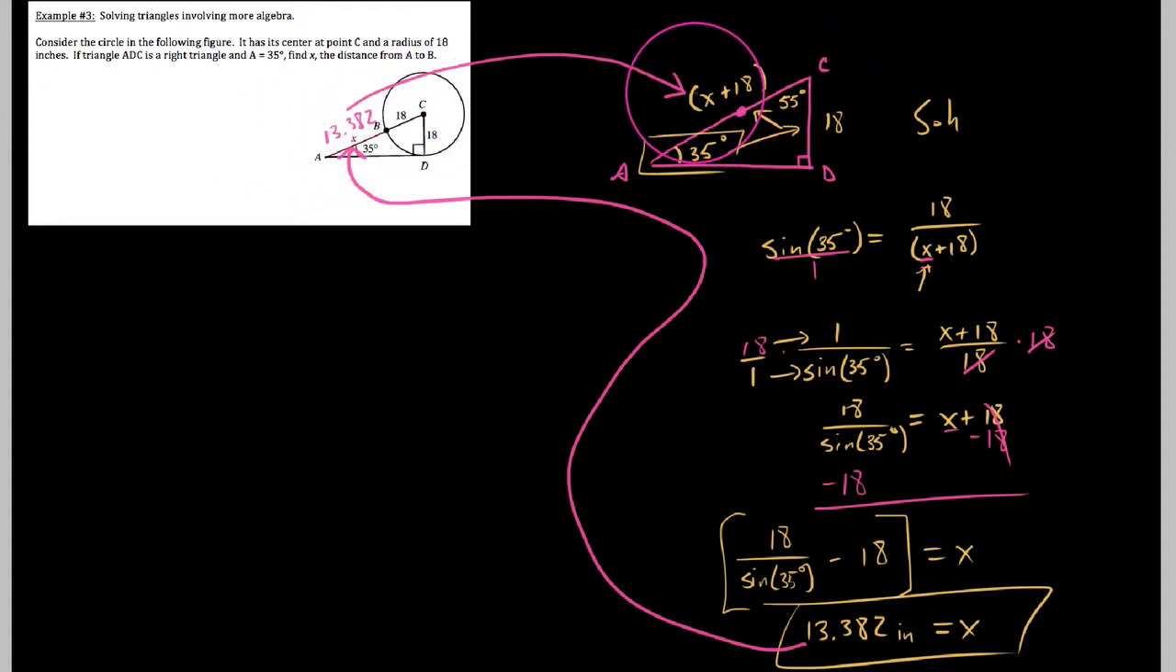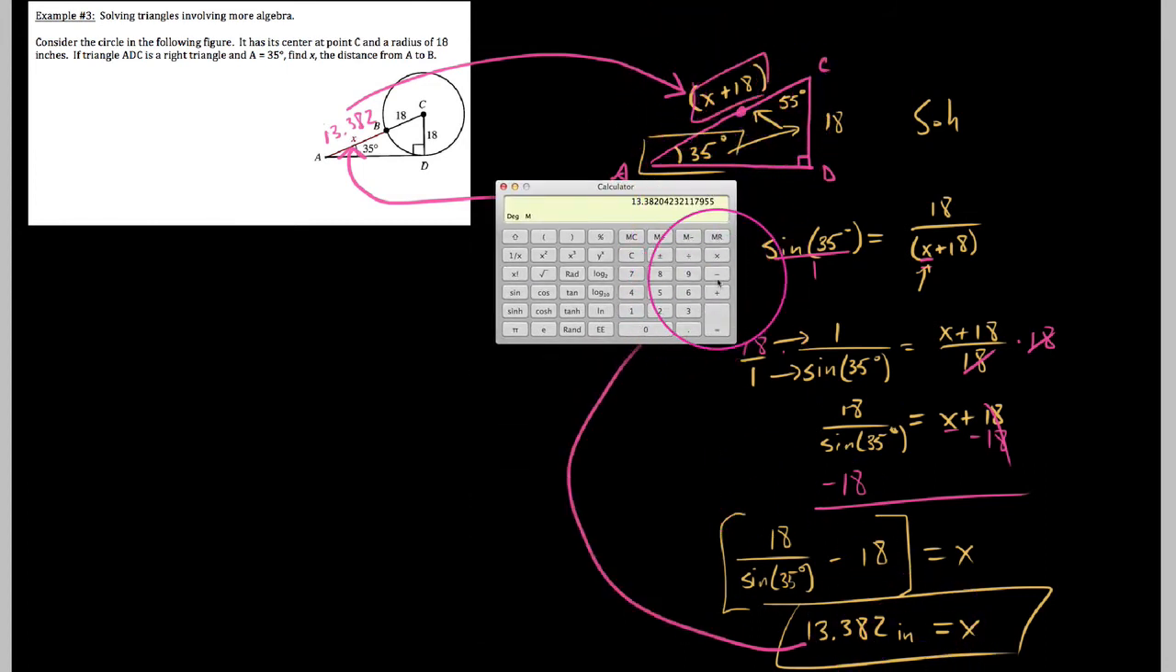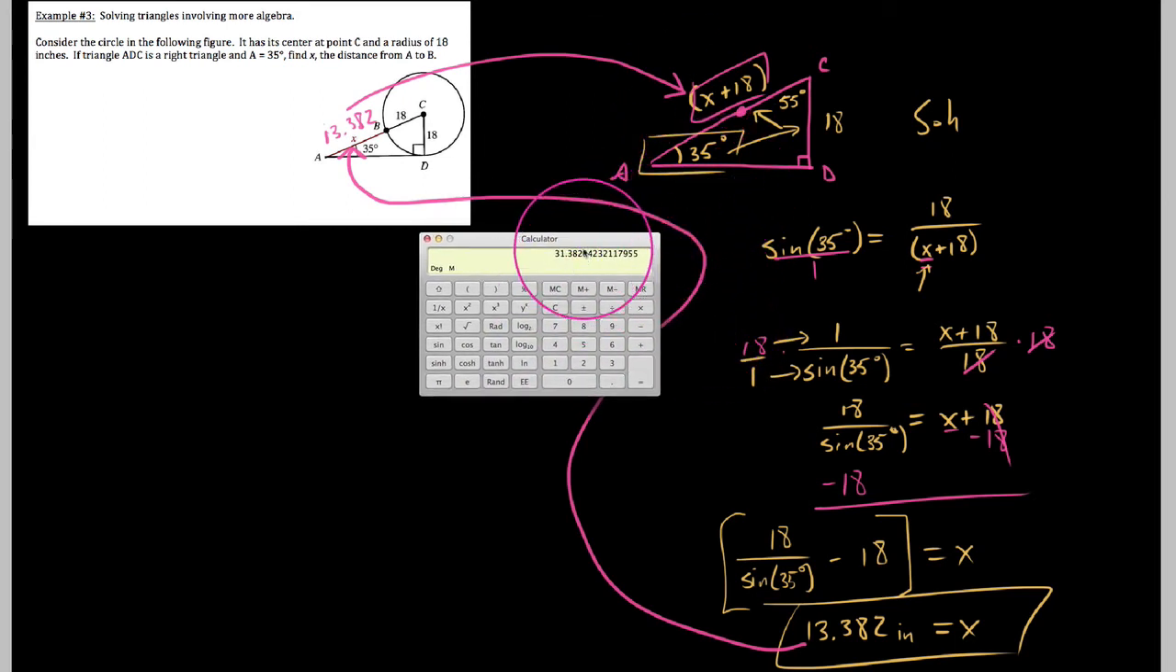But if I was asking for A to C, we'd actually have to take this number 13.382 and plug it back in and add it to 18. If we were to take that now and add 18 to it, we get an entire side length of about 31.38-ish. And when you look at the grand scheme of things, it has to be the longest side, and that's an entirely reasonable number to get for a hypotenuse. So that's more right triangle trig for you.